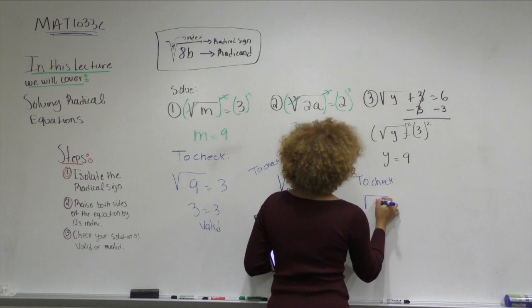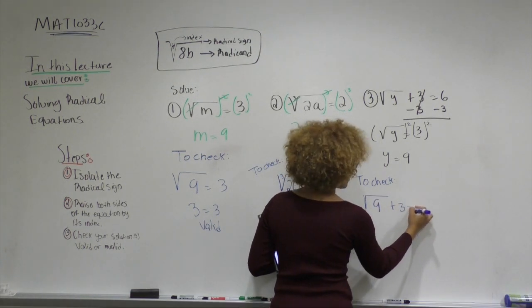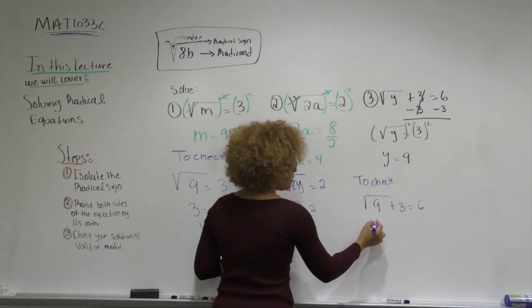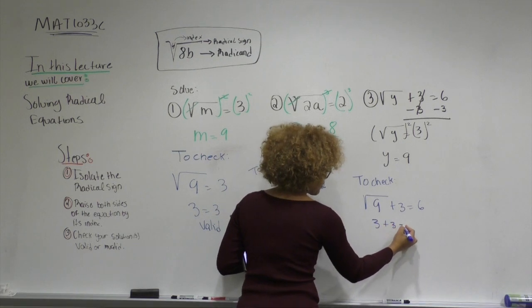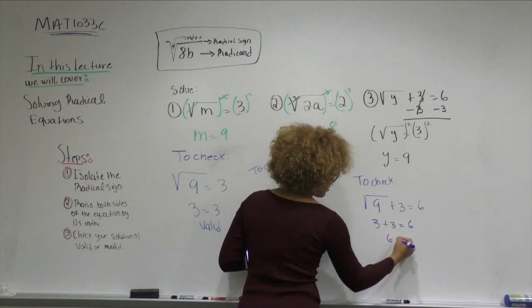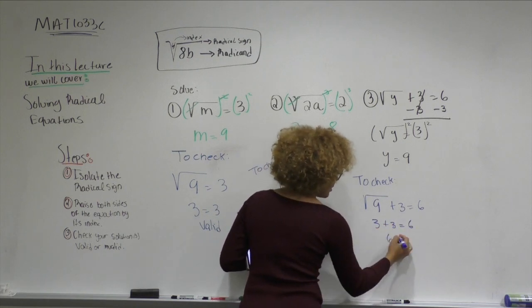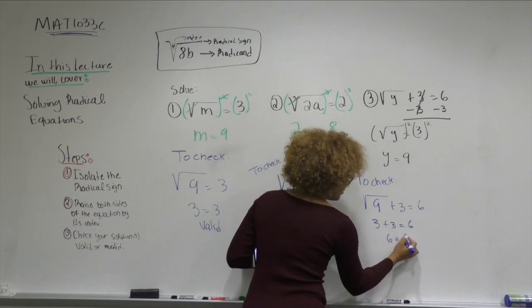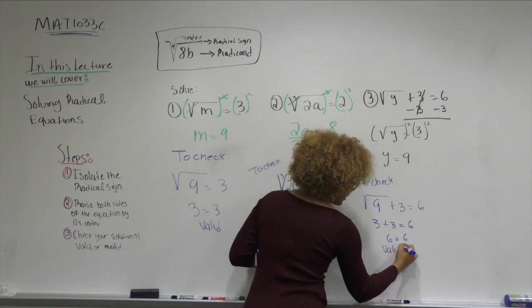So, I have 9 plus 3 equals 6. Square root of 9 is 3. 3 plus 3 is 6, which does equal 6. Therefore, that's a valid answer.